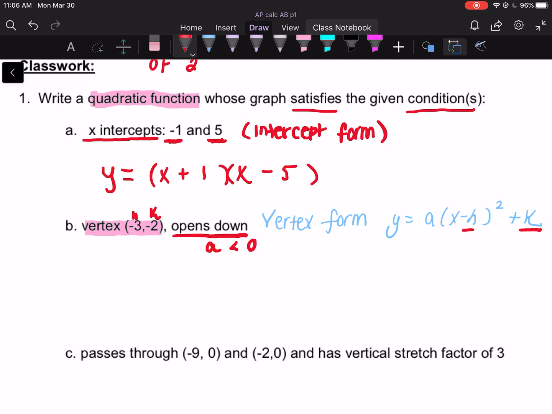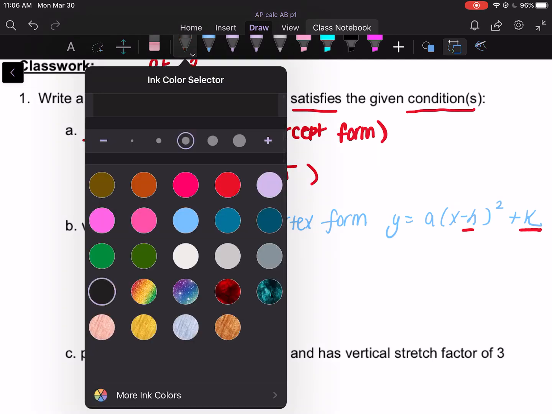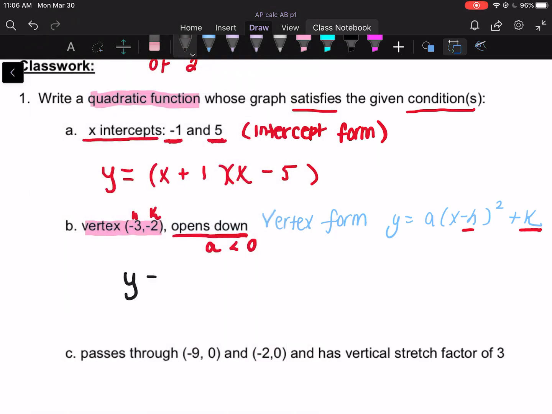So now let's begin to substitute our values in. Okay, y is equal to, a can be any number as long as it opens down. We just know it has to be negative. I would stick to something easy, just a -1. We know x goes inside, and your h value goes in as the opposite of what you see, so +3. And your k value stays as is, -2. That is a quadratic function in vertex form, and it satisfies these conditions.